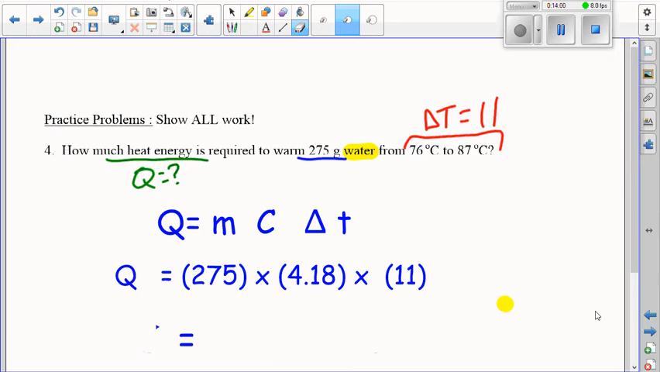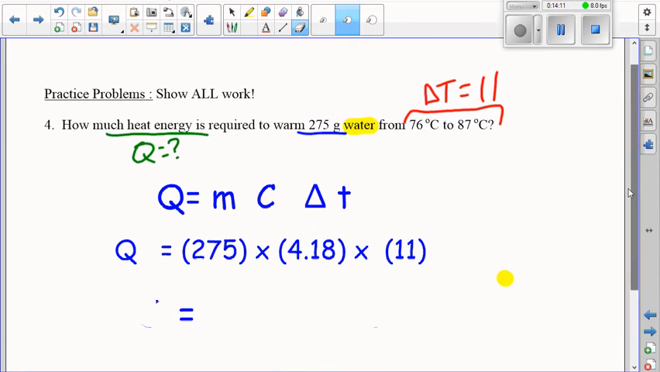Unless I'm asking you for the specific heat capacity, then you just solve for it. Does that kind of make sense? But I'll always provide them to you. This is the only specific heat capacity you have to memorize: water is 4.18. Does that make sense? But anyways, this one ends up being pretty straightforward because you don't have to rearrange the equation at all. You just multiply those together.